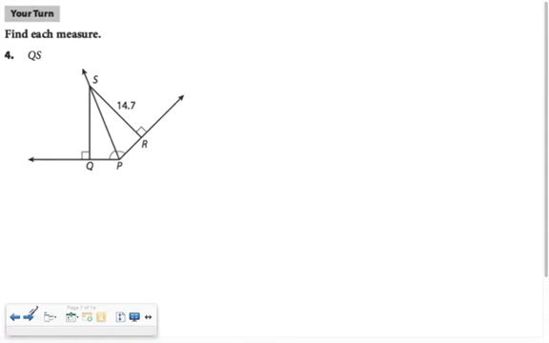Here we're finding the measure of segment QS. So again, notice the markings. These arc markings indicate that PS is an angle bisector. So since the distance from S to PR is 14.7, then the distance from S to PQ will also be 14.7.